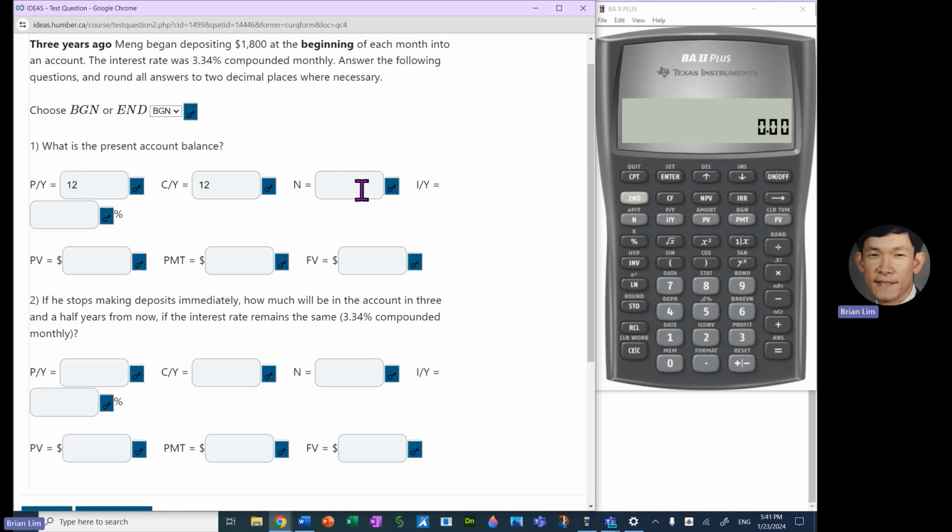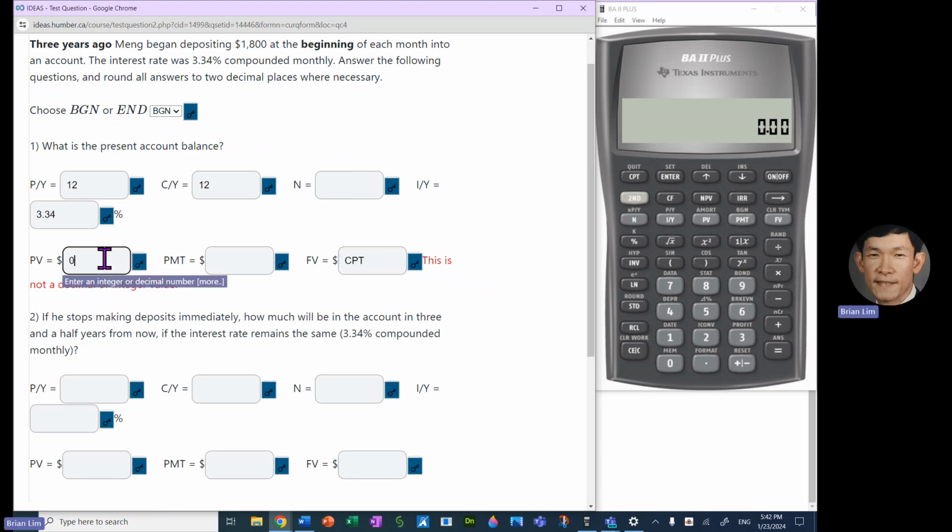Now N, we'll use the calculator to compute that value. IY is, of course, the 3.34% right up there, so we'll input that value. Now, it was 3 years ago that Meng began depositing, so we are looking for the future value, which is what will be computed. The present value at that time was 0. The payments are these deposits of $1,800 each, so we can input 1,800, and if you wish, put a negative sign to indicate that the money is leaving our possession. With that information, we can start the question.